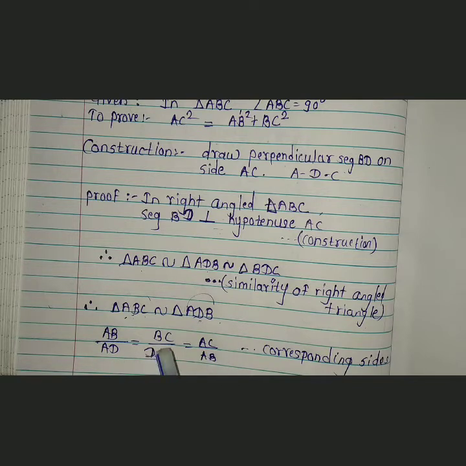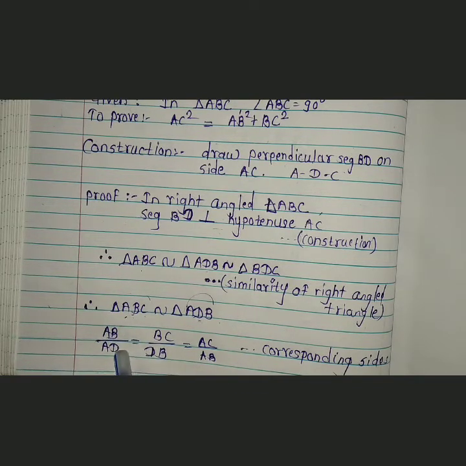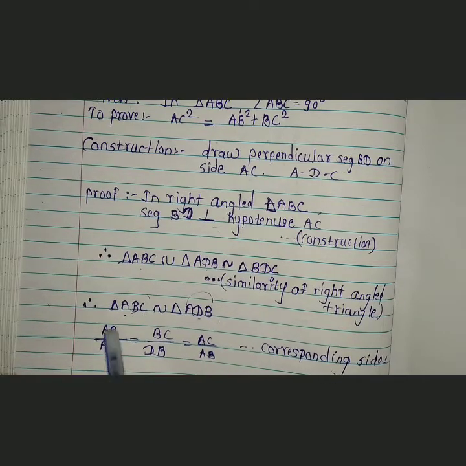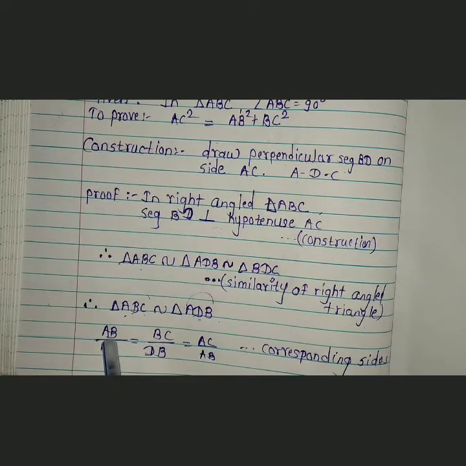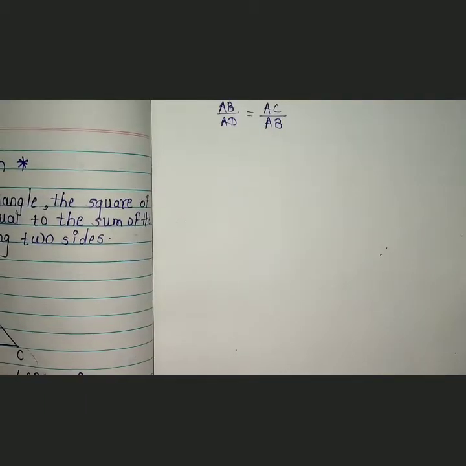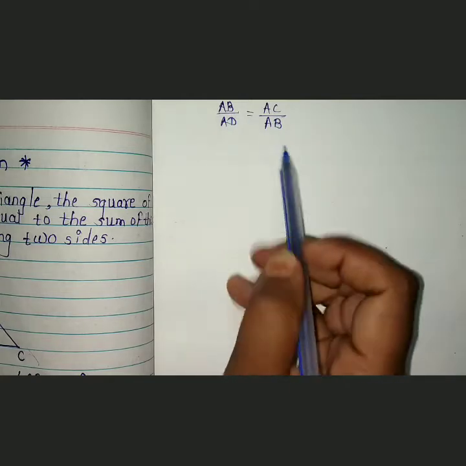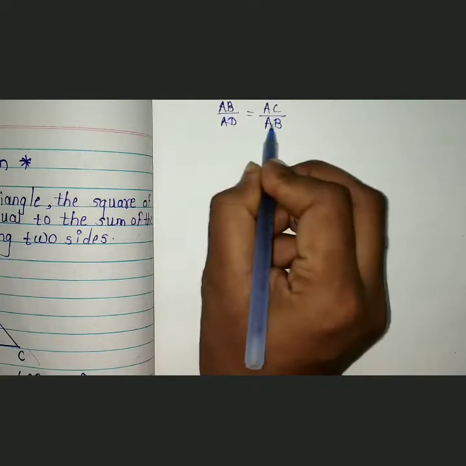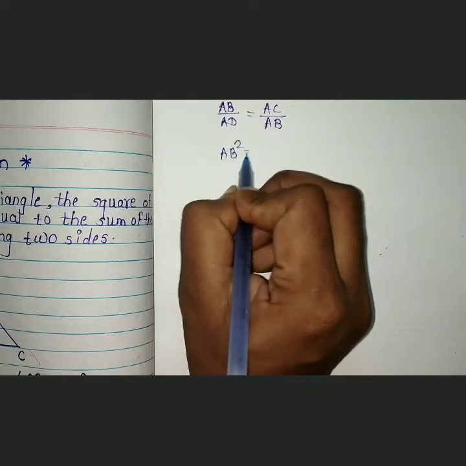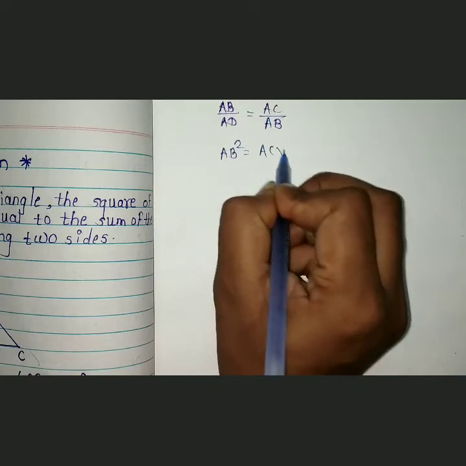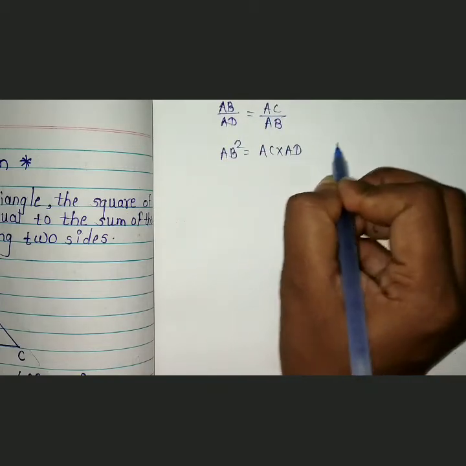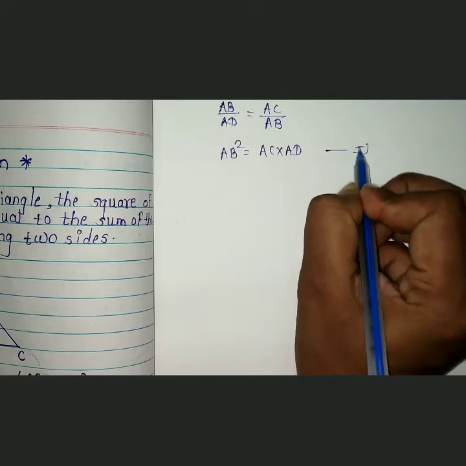Now take two equal ratios: AB upon AD and AC upon AB. Here AB, here also AB. Therefore, AB upon AD is equal to AC upon AB. Cross multiplication, we get AB into AB, AB square is equal to AC into AD. Give this number first.